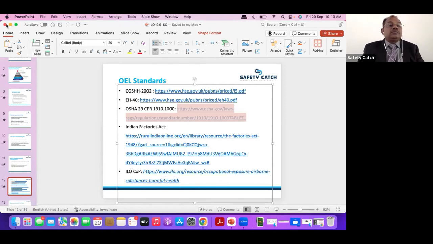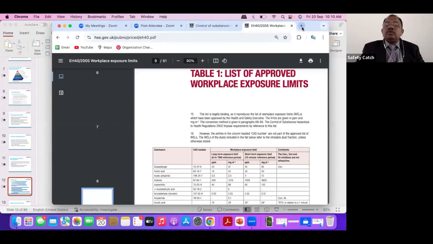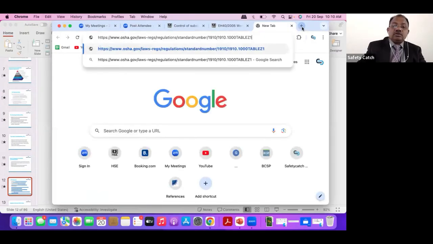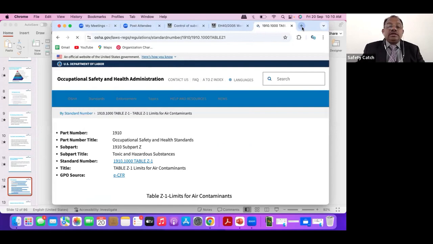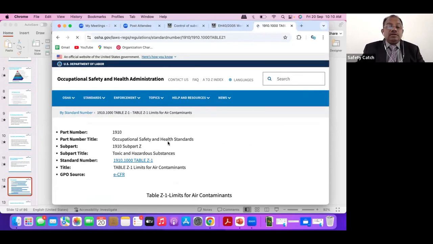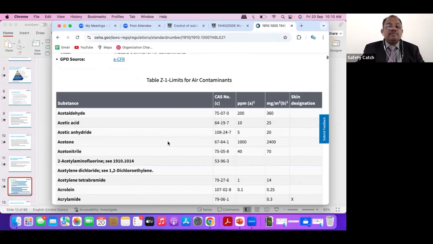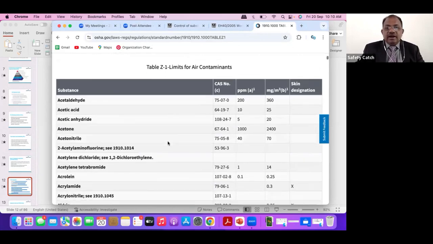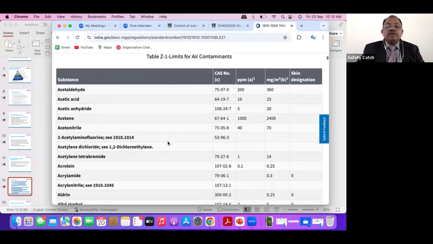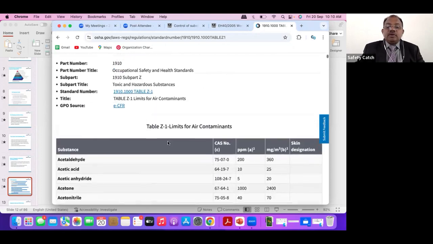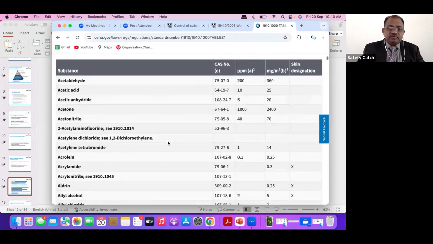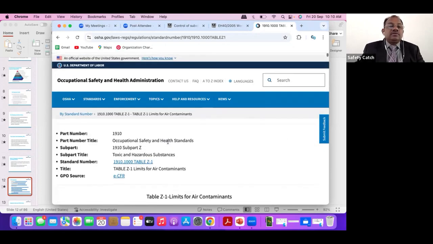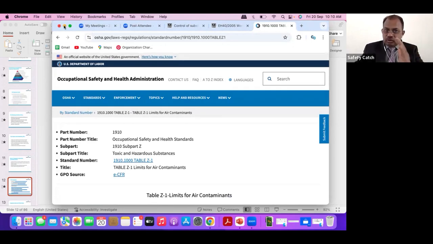OSHA standard, because some of you may be planning for CSP in the future, or you are working in an American company. So I always match with US standards also. There is a table called Table Z. You can see here, this table will give you an idea about the permissible exposure limits for these chemicals. So this is a reference. We will come back to all this later.